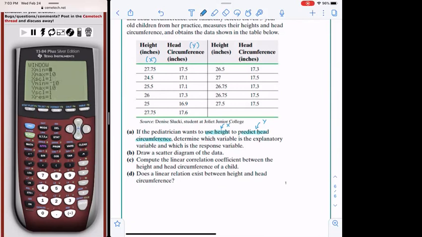So I'm going to hit graph, and I'm not going to say anything because I haven't set the window properly. So the X values are in the range of 20s. So I'm just going to go for 24 all the way up to 28. The Y values are in the range of 16s and 17s. So I'll simply do 15 all the way up to 20.